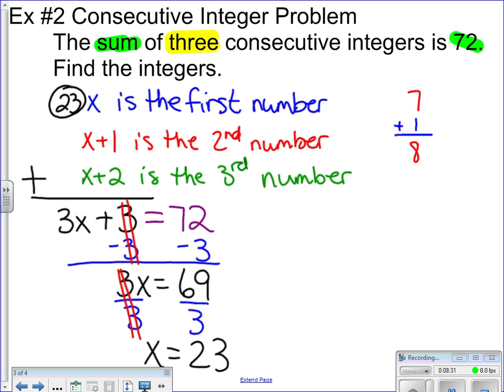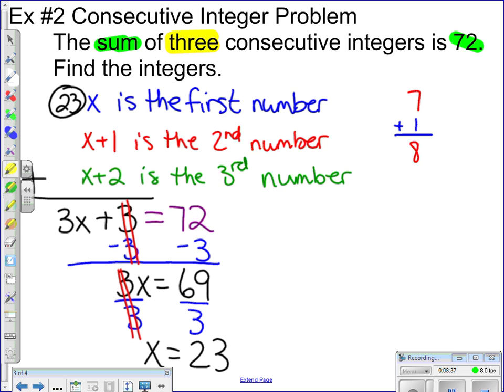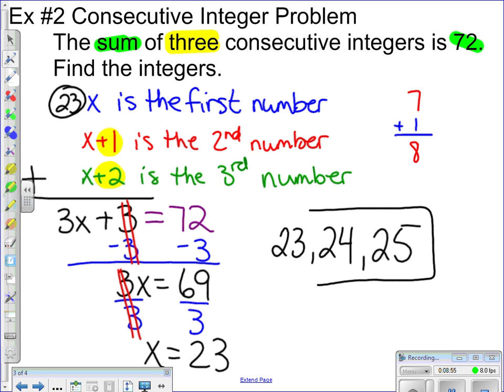Remember, I asked for 3 numbers, so you have to go back to the expression that we wrote here in red. It says the second number is x plus 1. So 23 plus 1. That's right, 24. And then the third number is x plus 2. 23 plus 2 is 25. And those 3 numbers add up to 72.